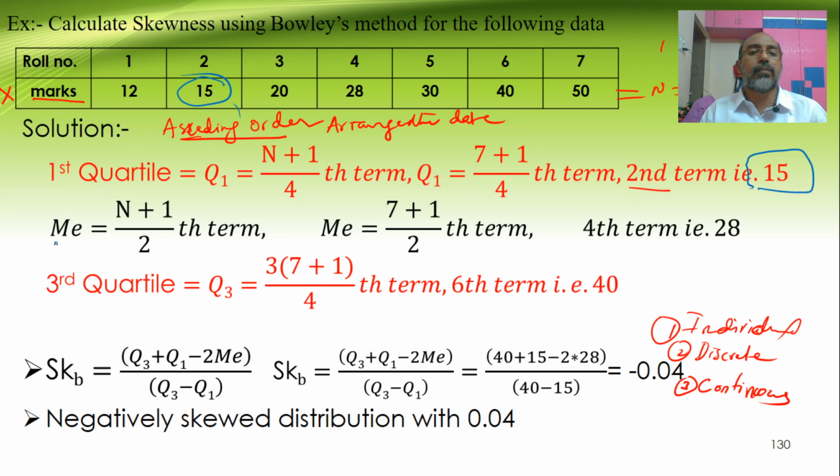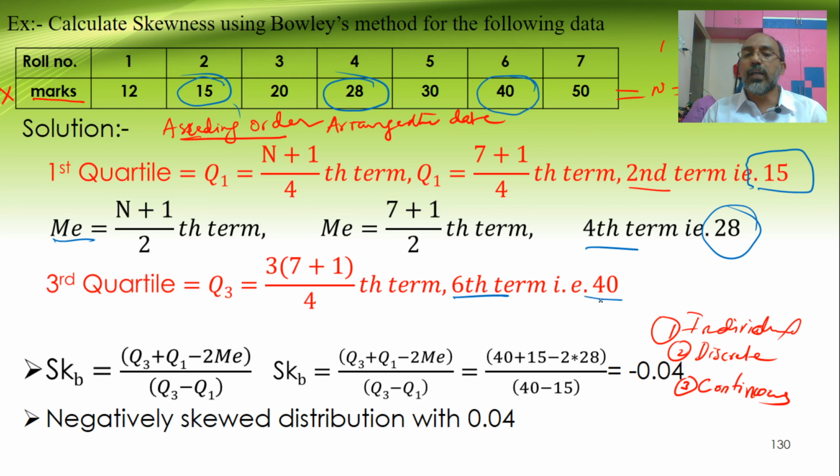Likewise, what is the median? Median is equal to (n plus 1) by 2. (7 plus 1) by 2 is the fourth term. The fourth item is 28. So we got 28. Coming to the third quartile, it is 3 by 4 into (7 plus 1), which is 8. 8 threes are 24, divided by 4, so you get the sixth term. The sixth term is this one, the value 40.